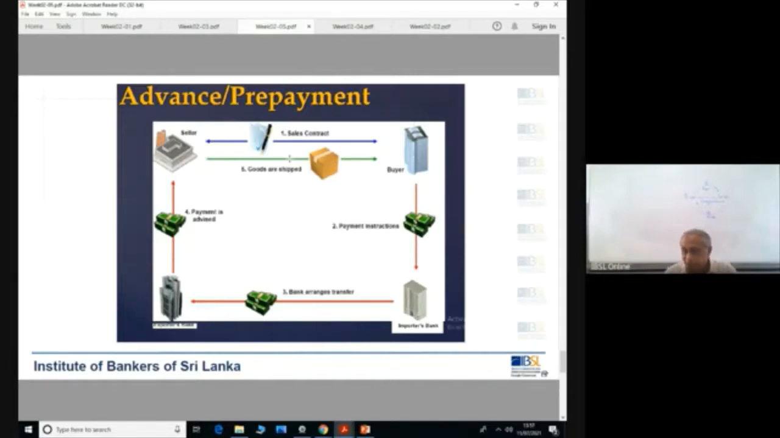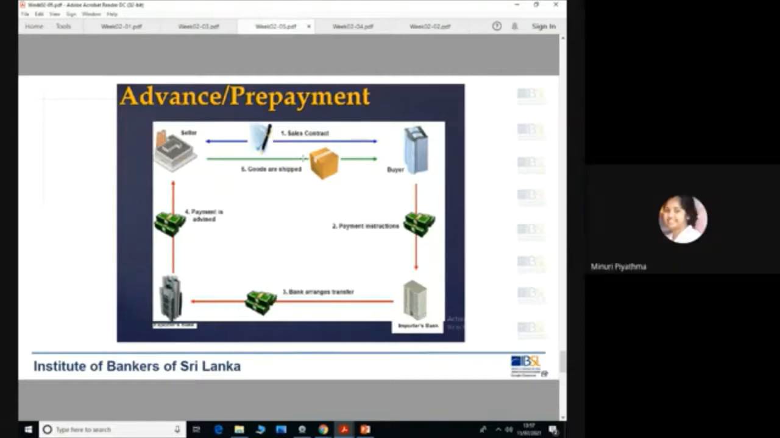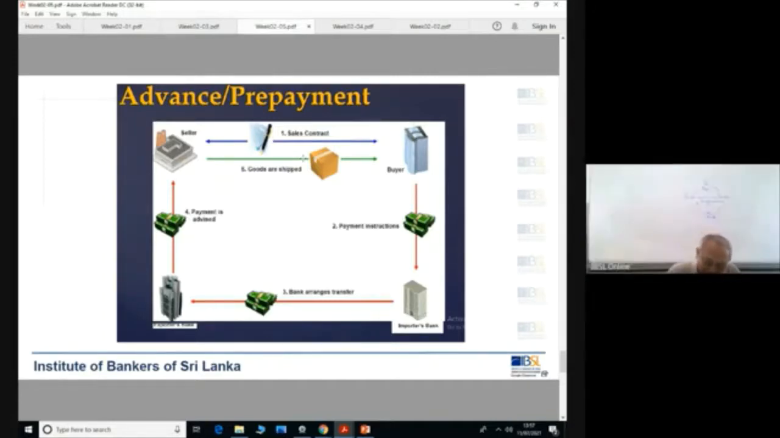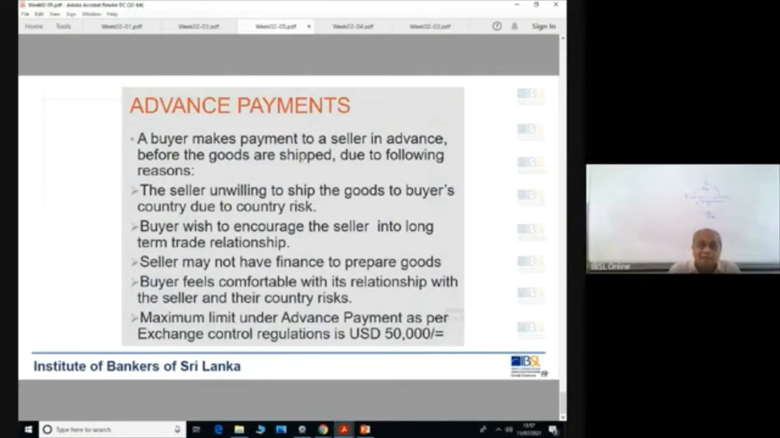Okay. Any questions about the chart? Any areas where you can't understand? It's clear, sir. Fine. In advance payment, we have explained everything.